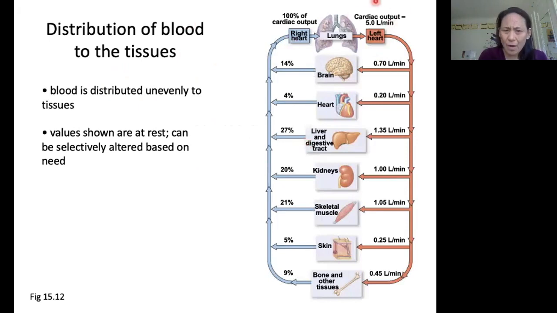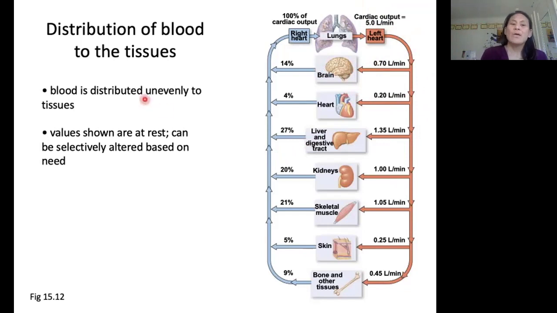First of all, I want to remind you that cardiac output for an average person is about 5 liters per minute. That's at rest. And the other thing I want to remind you is that the systemic circuit consists of a variety of parallel circuits. So we have one circuit going to the brain, one going to the heart, one going to the liver and digestive tract, etc.